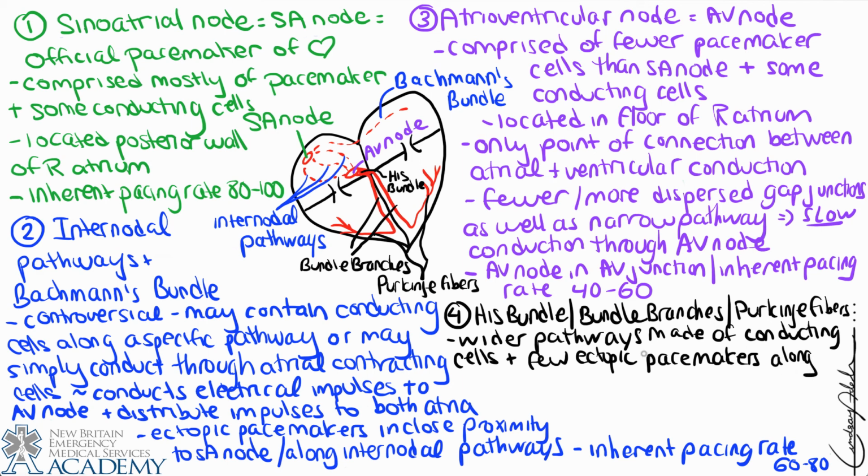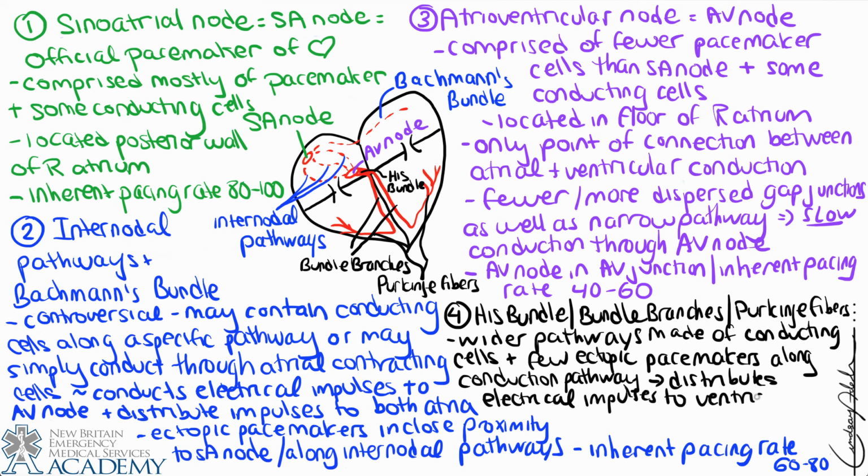Now, compared with the AV node, these pathways are wider, and they are made largely of conducting cells, and they have a few ectopic pacemakers along the conduction pathway as well. The primary function is to distribute electrical impulses to the ventricles, and the conduction through these pathways is the fastest out of the entire heart. And the ectopic pacemakers, should the pacemakers above it fail, have an inherent pacing rate of 20 to 40 beats per minute.